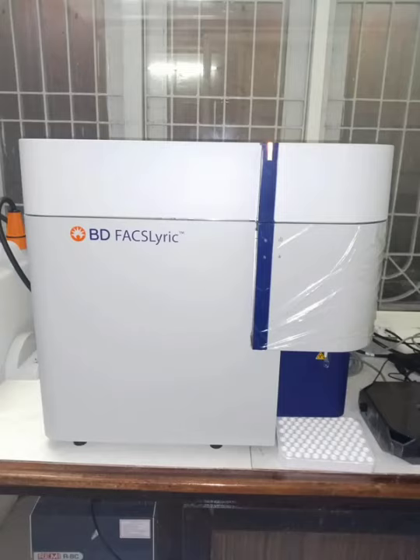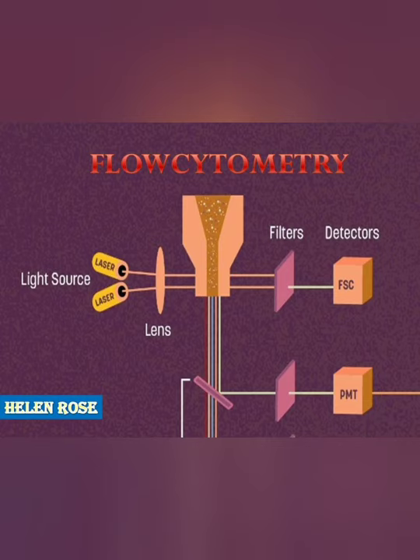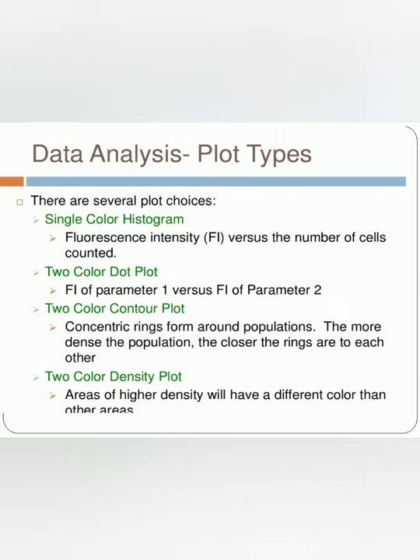This video briefly discusses the data analysis and applications of flow cytometry. In data analysis, there are several plot choices: single color histogram, two color dot plot, two color contour plot, two color density plot. In single color histogram, fluorescence intensity versus the number of cells counted.